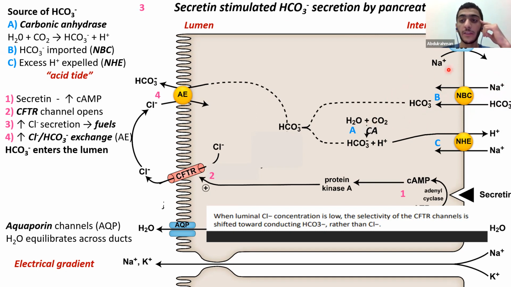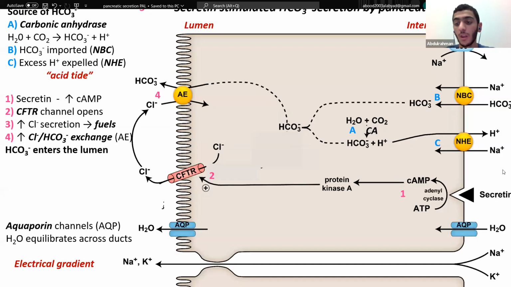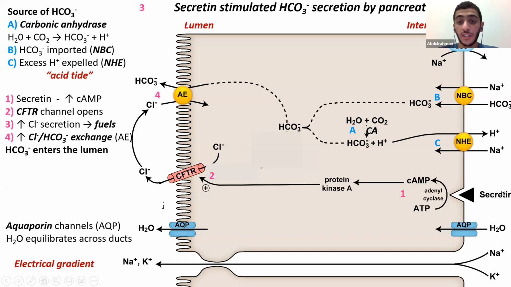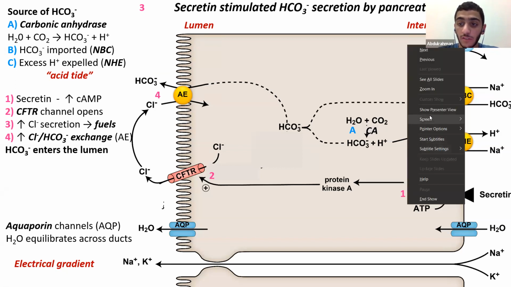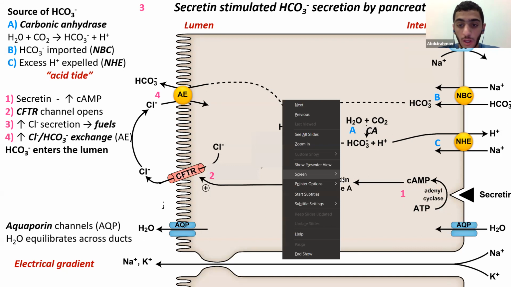Okay, and then the last thing that you need to know is basically the mechanism. Okay, so the last thing you need to know is the secretin mechanism of action. Secretin, what it does, it binds on its receptor, and then it's going to activate the cyclic AMP adenyl cyclase pathway. Let me just describe for you what this means.